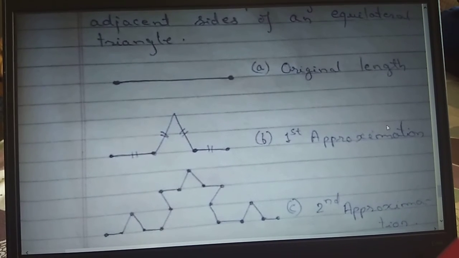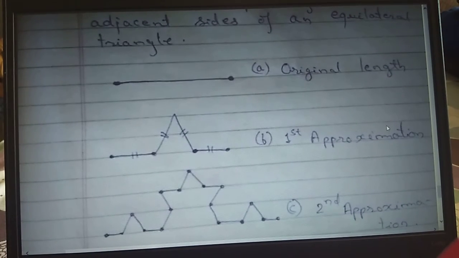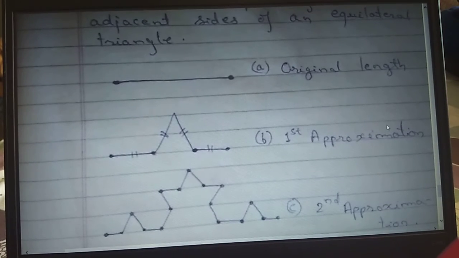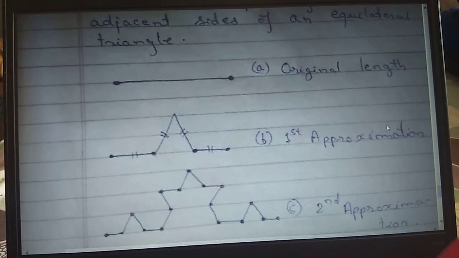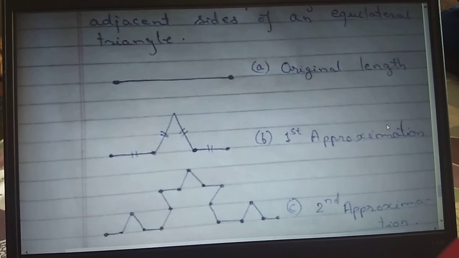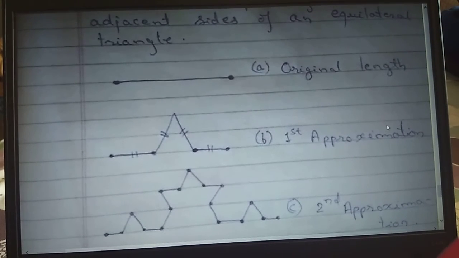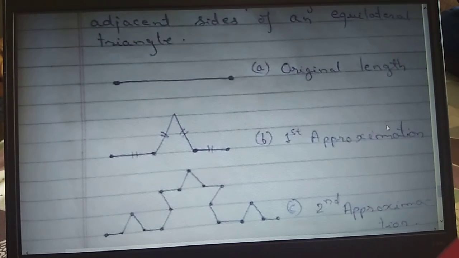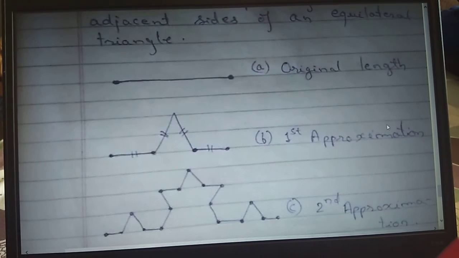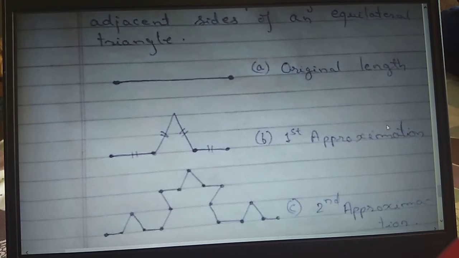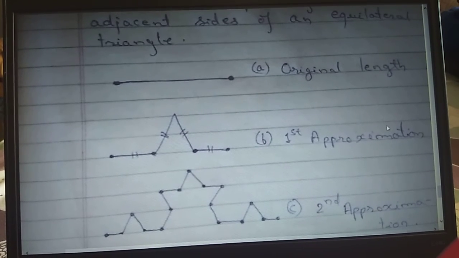Did you get it? Each time we build 4 equal line segments, each 1/3 of the original, so the length of the new curve will be 4 by 3. And as we go on, by the second approximation it becomes 16 by 9 times the original length. So after looking at this, we can say that the length of the Koch curve is infinite, and it will go on changing infinitely. The curve doesn't fill the whole area like in Hilbert's curve, where each and every square was covered. That's not the case in the Koch curve. It doesn't deviate much from the original shape, though it does change it, as we can see.